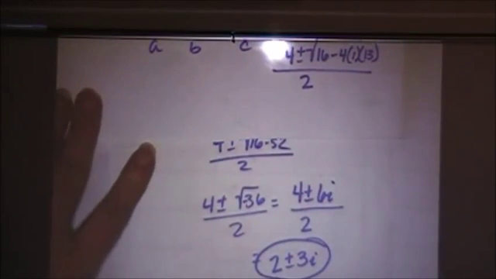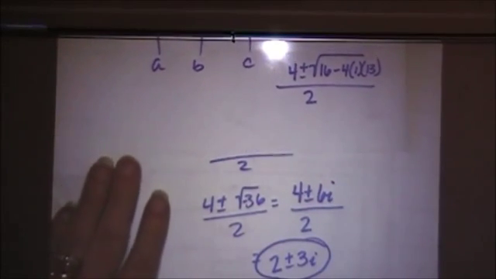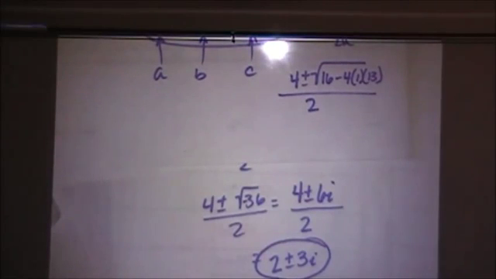So this is how you are going to be finding zeros of polynomial functions. The last video showed you if you can just find them in your calculator or if it factors, and this is if you have to use a quadratic formula.